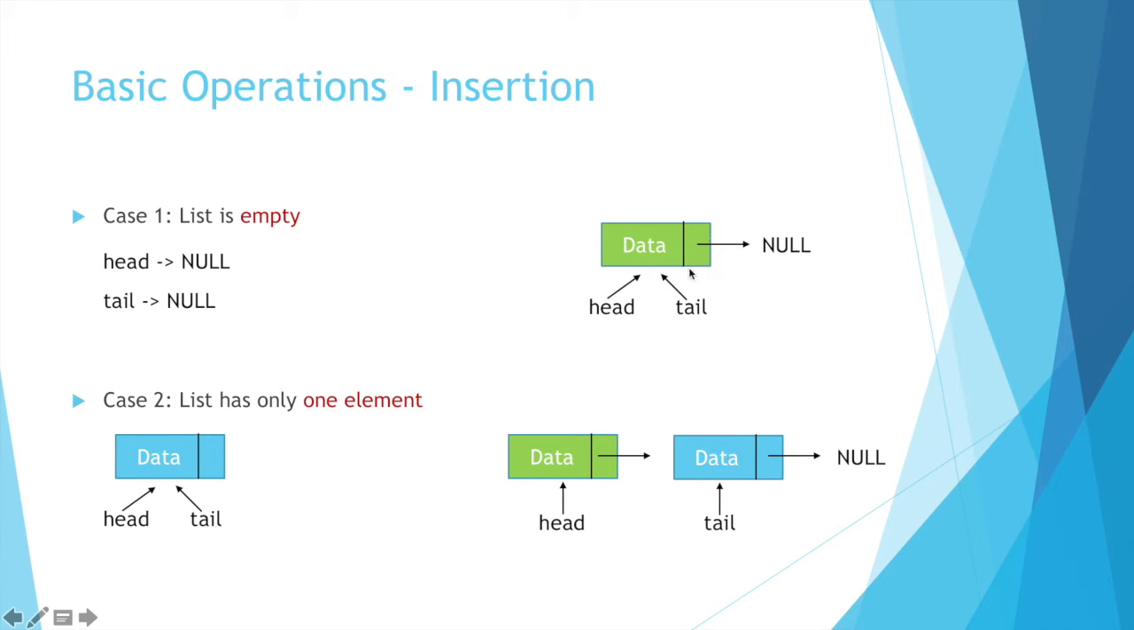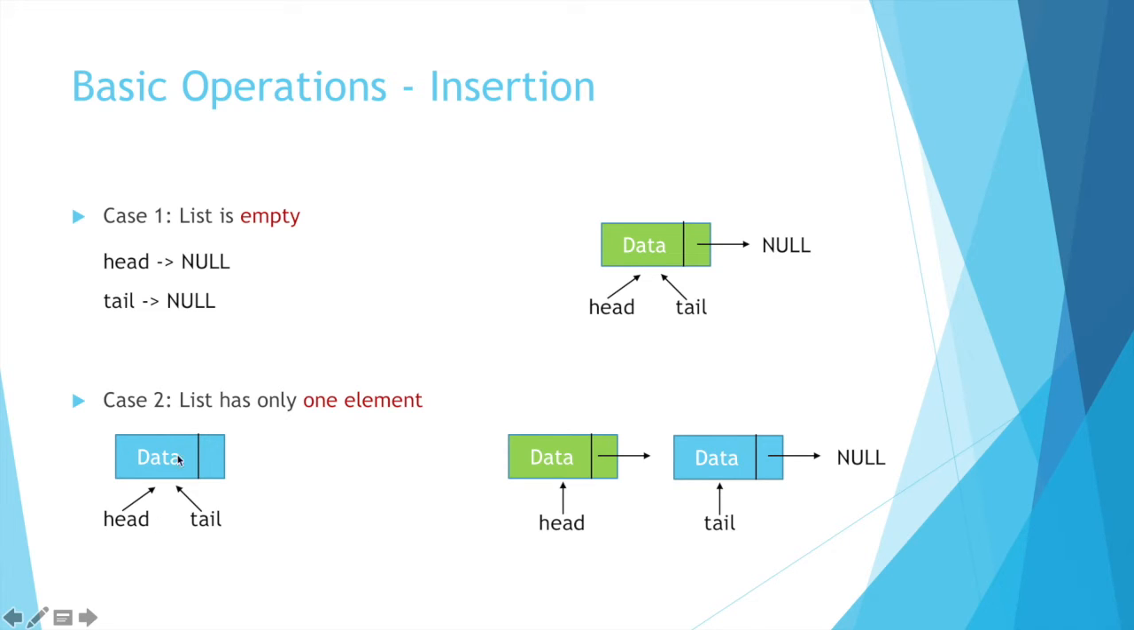We have a node here, a single element in the list, which is pointing to null. The next element is pointing to null because there is no next, and the head and tail both point to this element because there is just one element in the list.